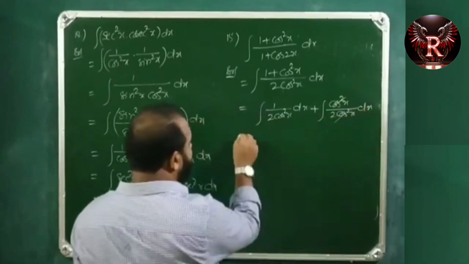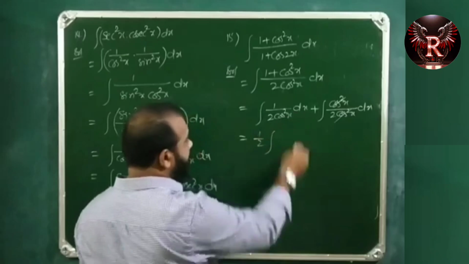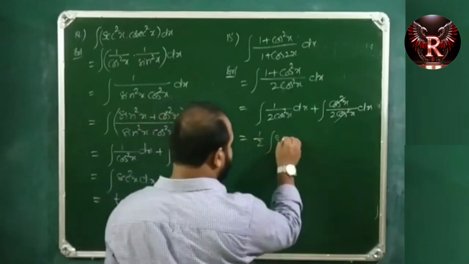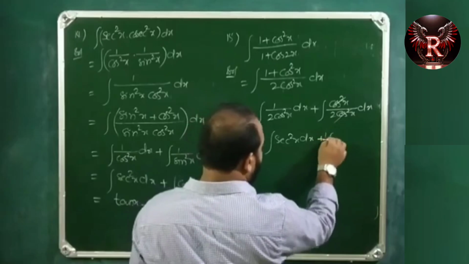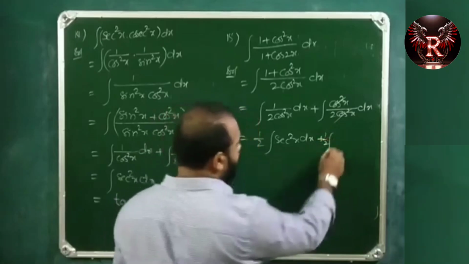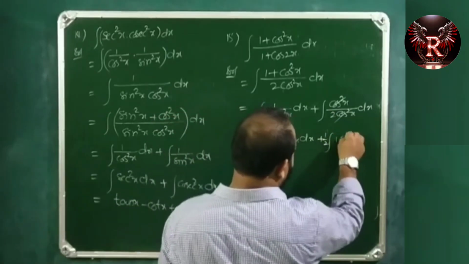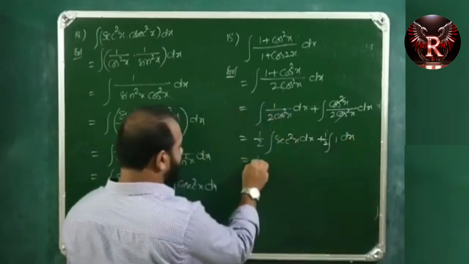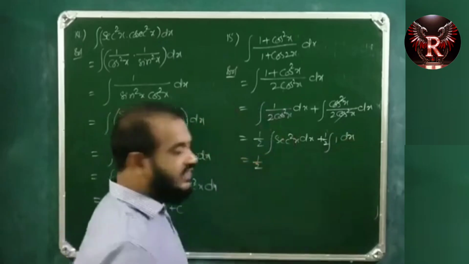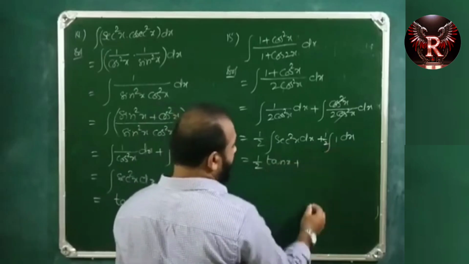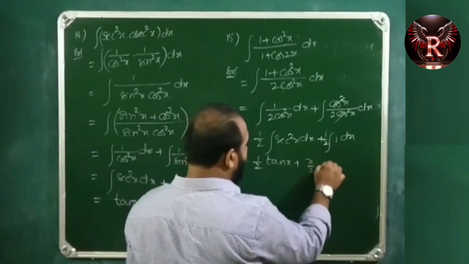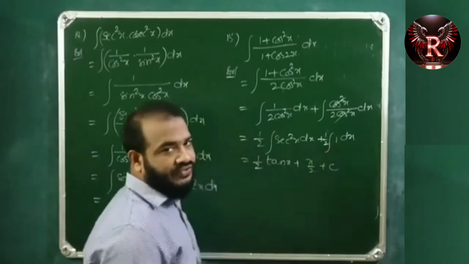These two get cancelled. So 1 by 2 integral 1 by cos square x, which is secant square x dx, plus 1 by 2 integral 1 dx. So integral secant square x dx is tan x plus integral 1 dx is x, so x by 2 plus constant of integration c.